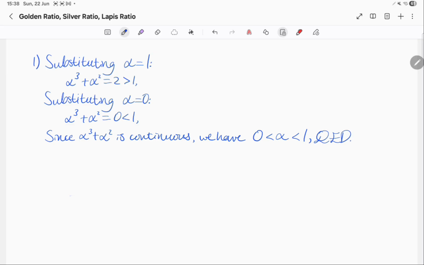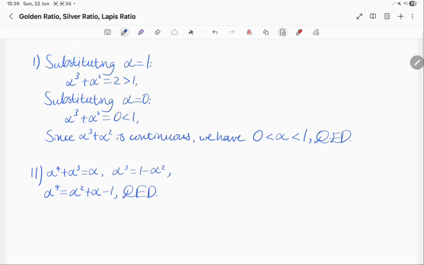Let's get started with part 1. Firstly, we'll take the defining equation and we'll substitute alpha equals 1 and alpha equals 0 separately. In the first case, we get alpha cubed plus alpha squared is equal to 2, which is greater than 1, and in the second case, we get 0, which is less than 1. Since alpha cubed plus alpha squared is continuous, we have that alpha must lie between 0 and 1, as required.